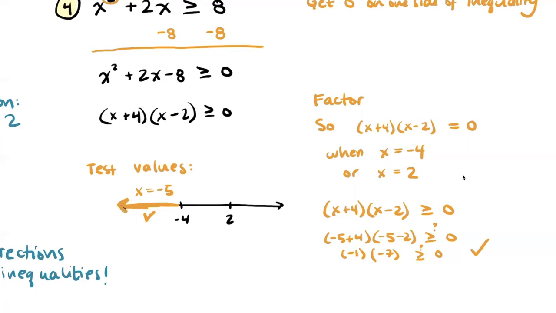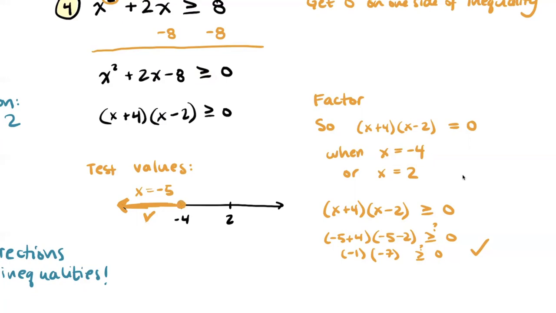And one question is, are we including -4? Well, when you plug in -4, we have equal to 0. And our original inequality was including equals. So yes, we are going to include -4.